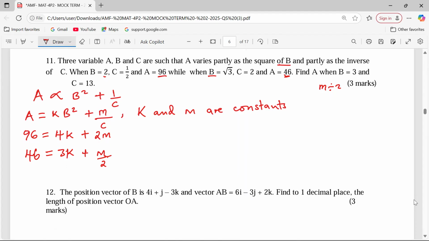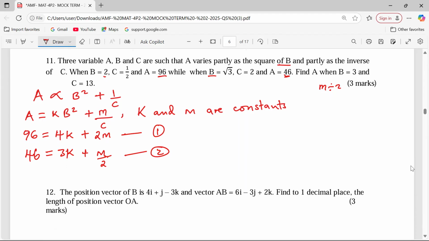So you see now we are having 2 equations. These equations, the first one and the second, should be solved now simultaneously.